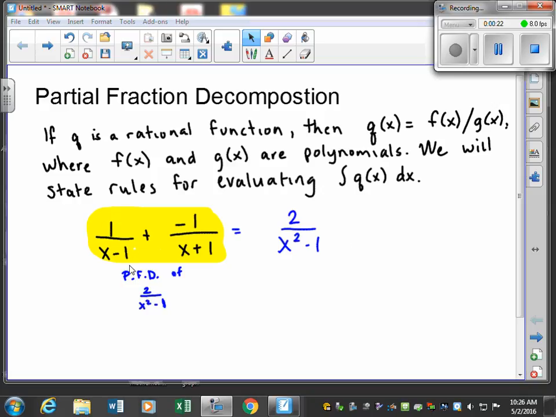If I have 1 over x minus 1 plus a negative 1 over x plus 1, this is just the partial fraction decomposition of this right-hand side. So on the next page, we'll look at how to evaluate that using partial fractions.